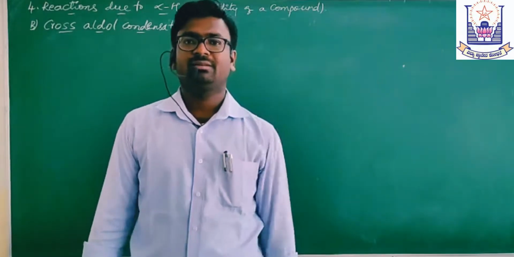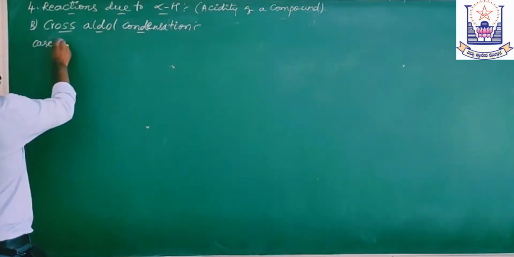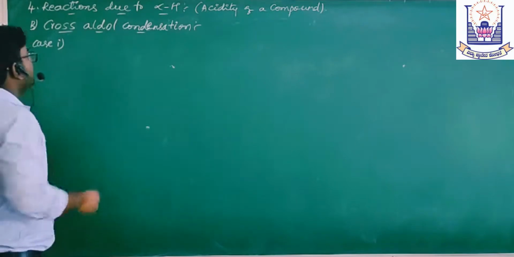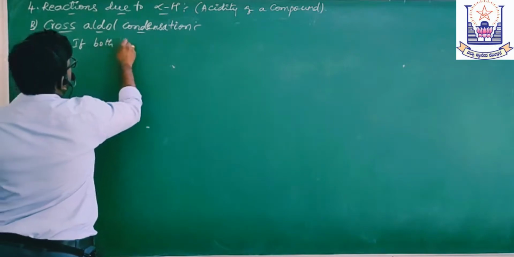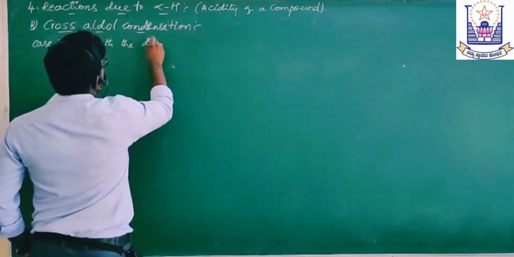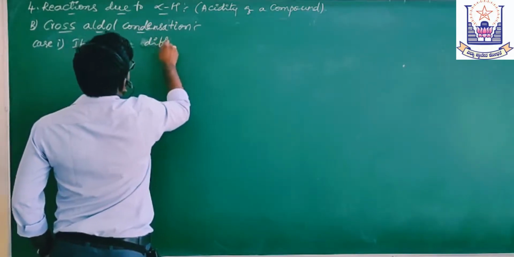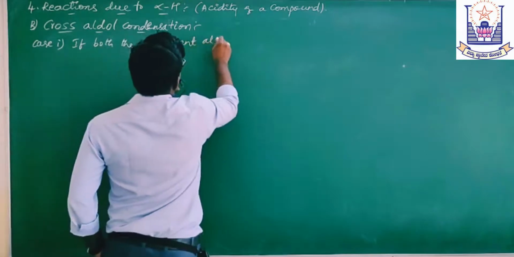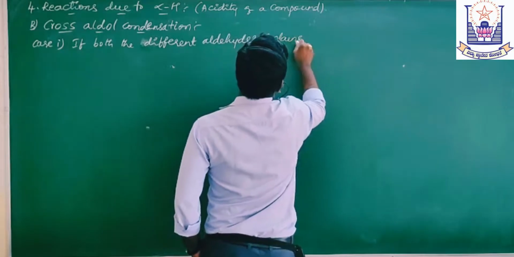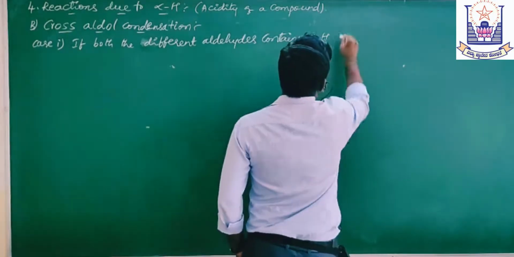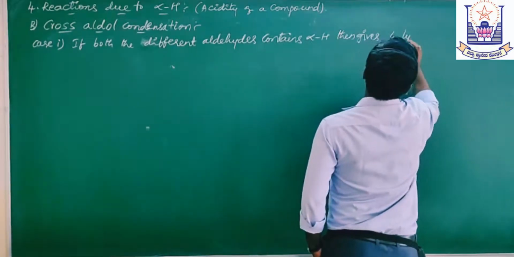Okay, let us see that. Case 1: if both the different aldehydes contain alpha hydrogen, then it gives 4 types of products.